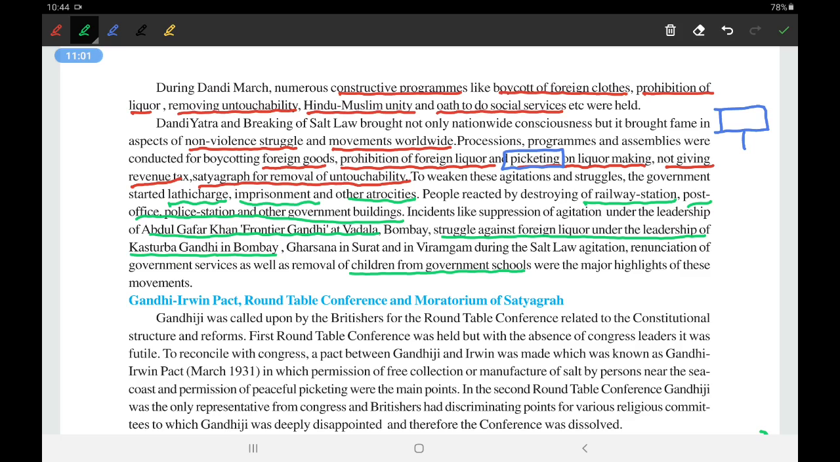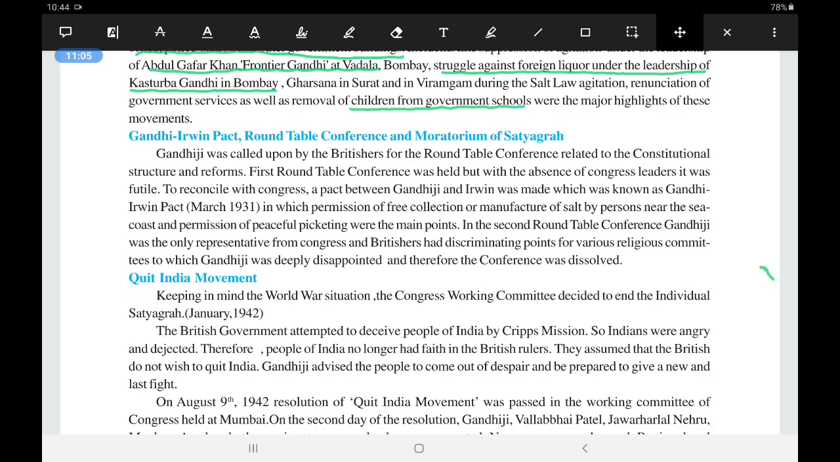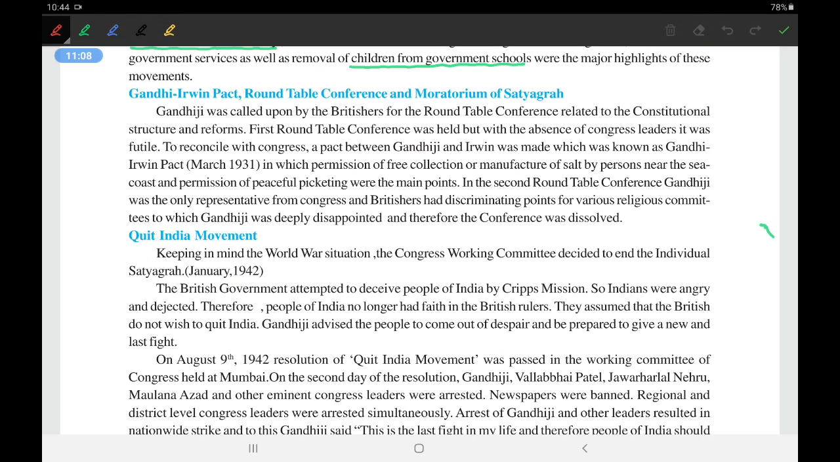Now we are going to study one of the other important events that took place during this time, that is the Gandhi-Irwin Pact, the Round Table Conference and the moratorium of Satyagraha. Okay, now the Gandhi-Irwin Pact was basically an agreement signed between Gandhiji and Lord Irwin, who was the Viceroy of the British in India between 1926 and 31. So this was an agreement signed between Gandhiji and Lord Irwin. Now what had actually happened?